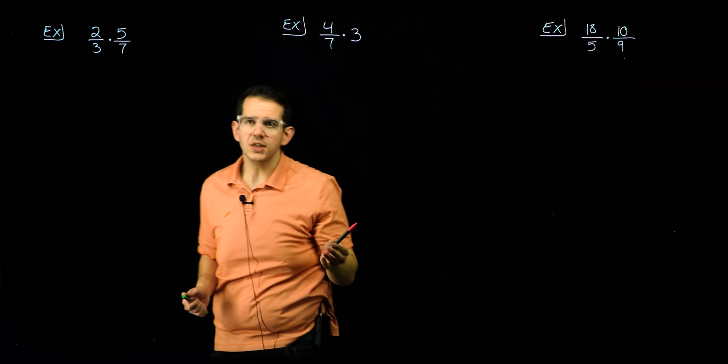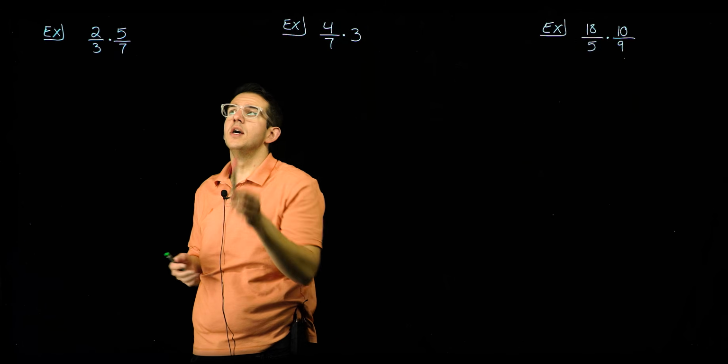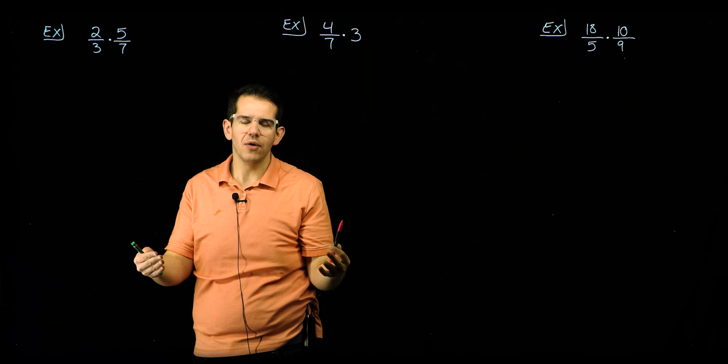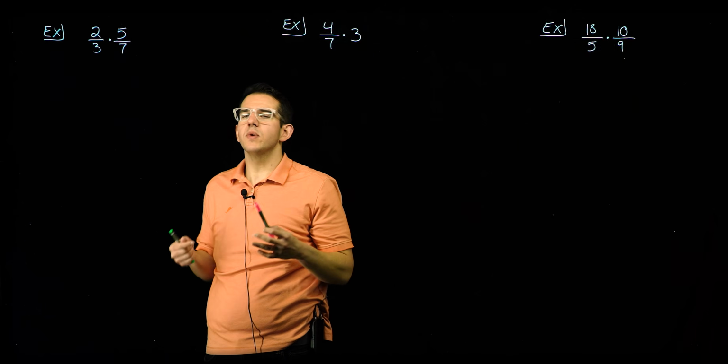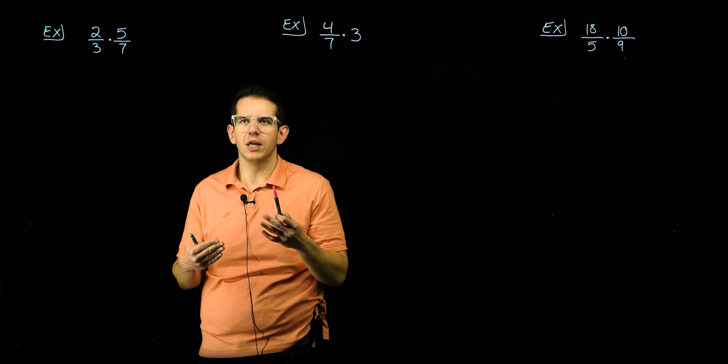One nice thing that you can do when you're multiplying though is before you multiply straight across, you can check if there are any common factors that will cancel out before you multiply. This way you don't get these very large numbers that you then have to simplify with one another.